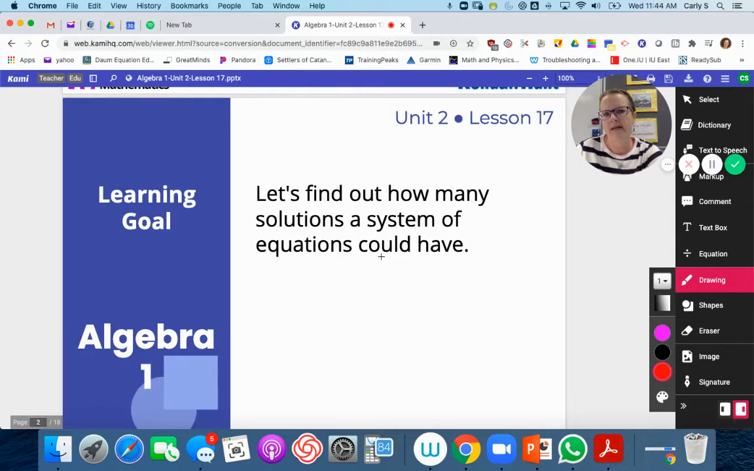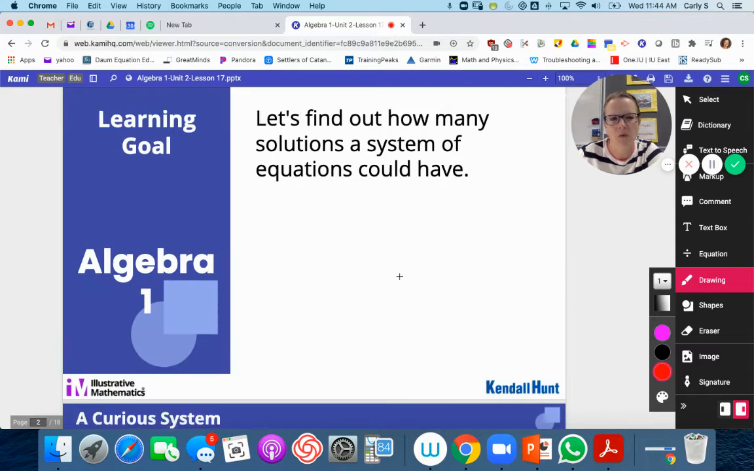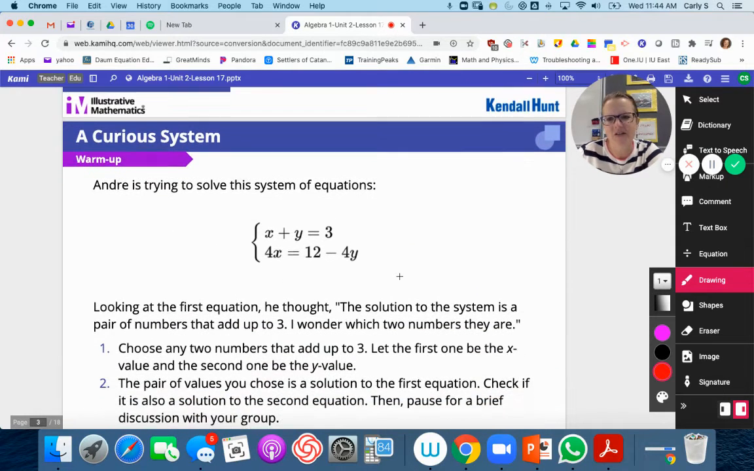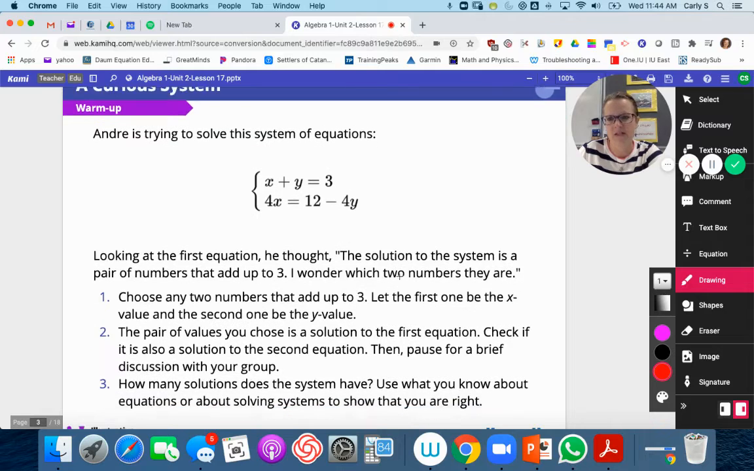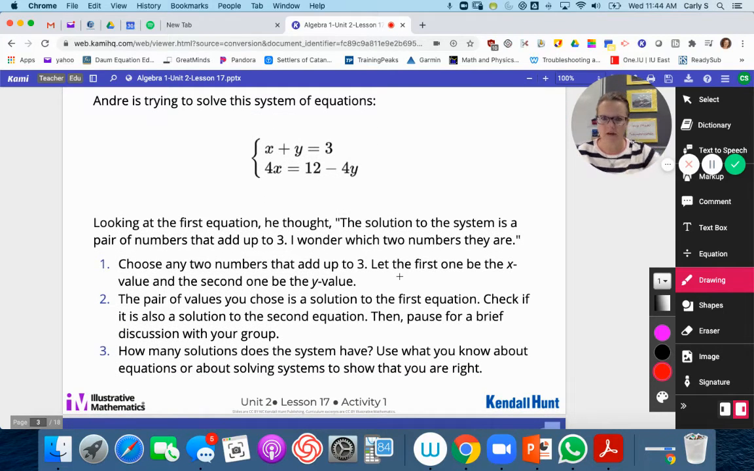Let's find out how many solutions a system of equations could have. Here's a hint. It's just one. Andre is trying to solve this system of equations. Looking at the first equation, he thought the solution to the system is a pair of numbers that add up to 3. I wonder which two numbers they are.